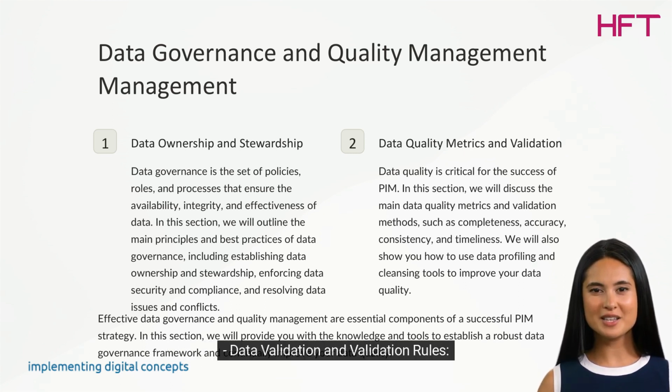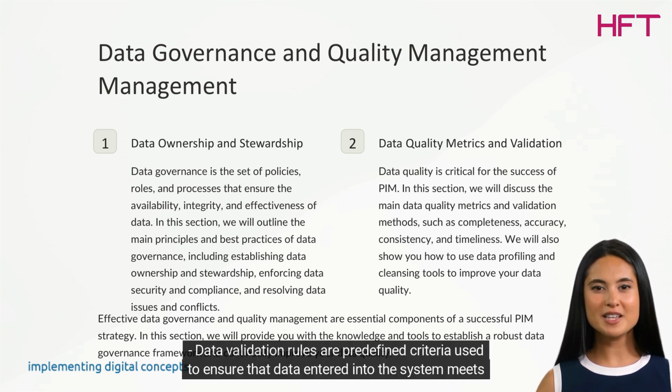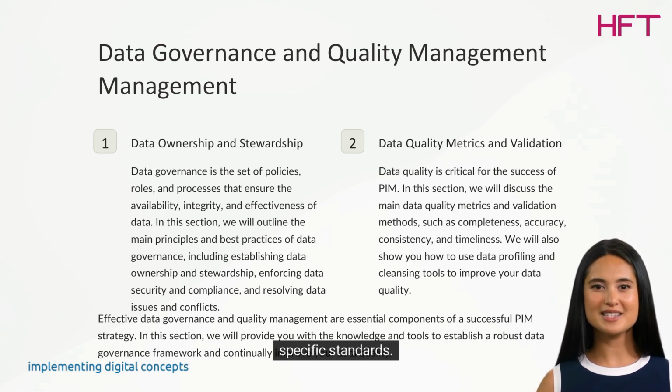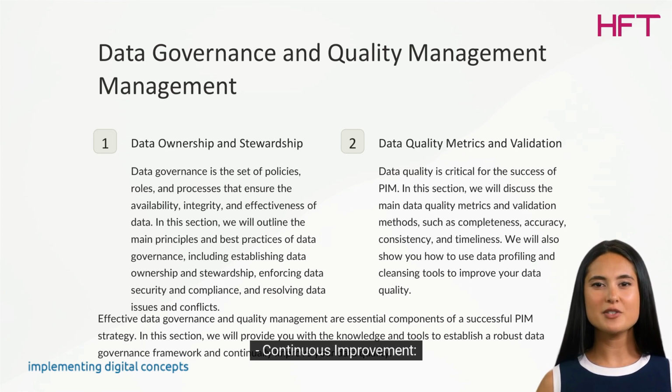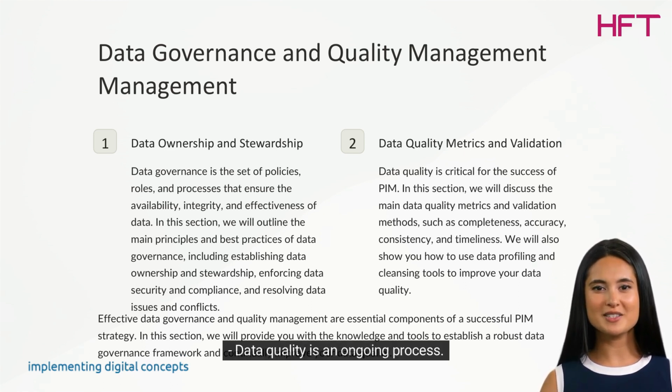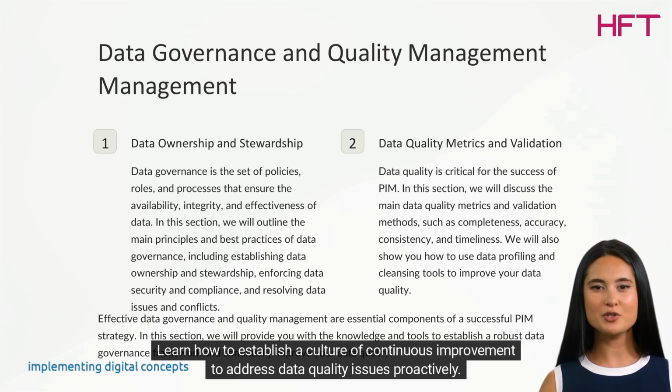Data validation and validation rules. Data validation rules are predefined criteria used to ensure that data entered into the system meets specific standards. Explore how to define and implement data validation rules to prevent data entry errors. Continuous improvement. Data quality is an ongoing process. Learn how to establish a culture of continuous improvement to address data quality issues proactively.